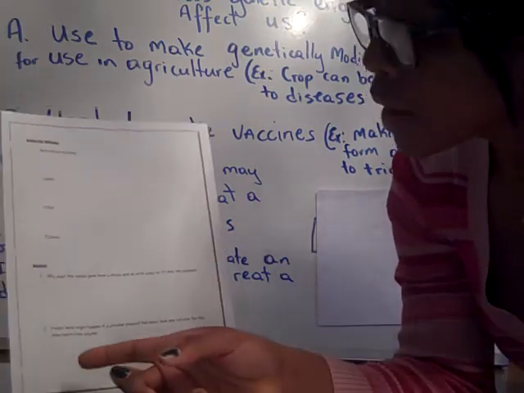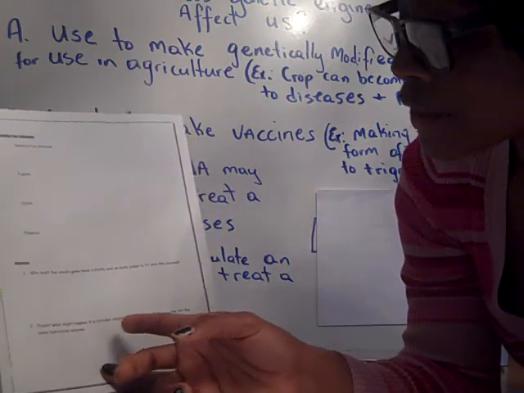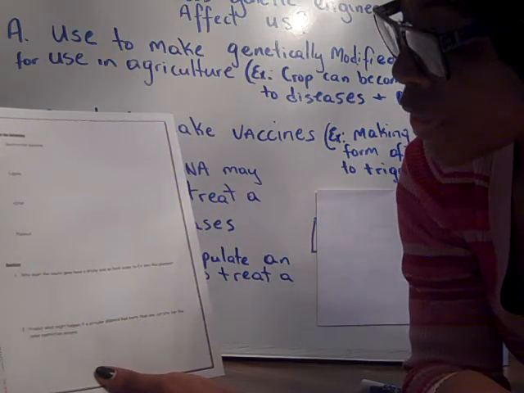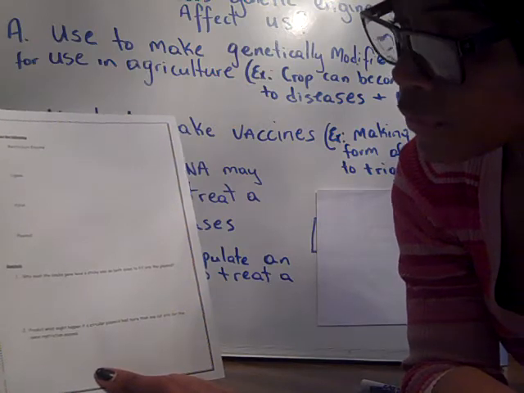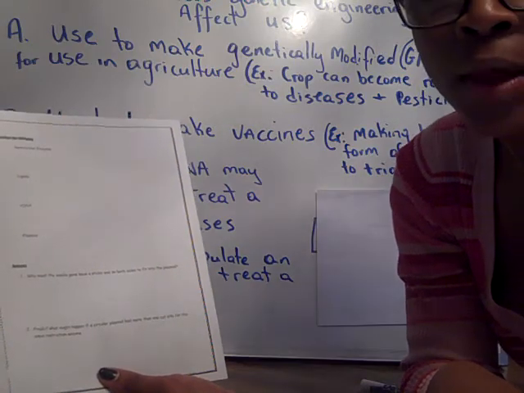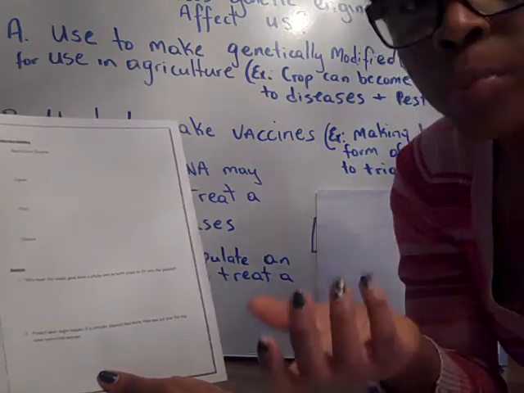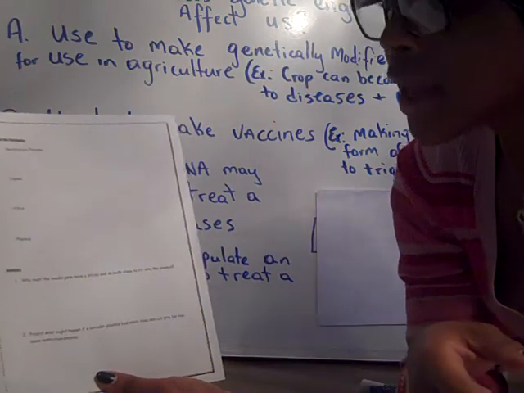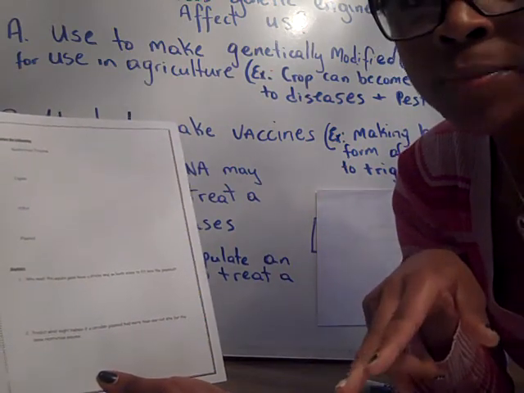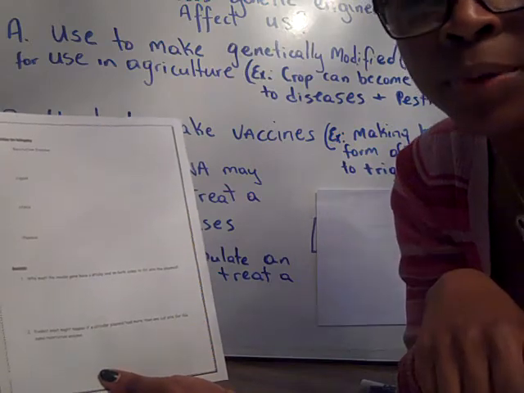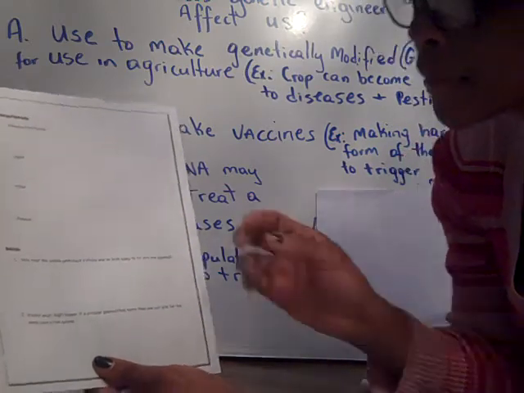Number 2, predict what might happen if a circular plasmid had more than one cut site for the restrictive enzyme. So think about that yellow strip. What problems, or what do you think would happen if we cut it not only in the one spot, but cut it in different places? What do you think would have happened?